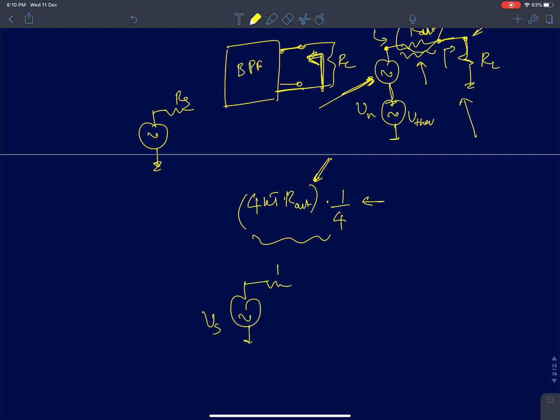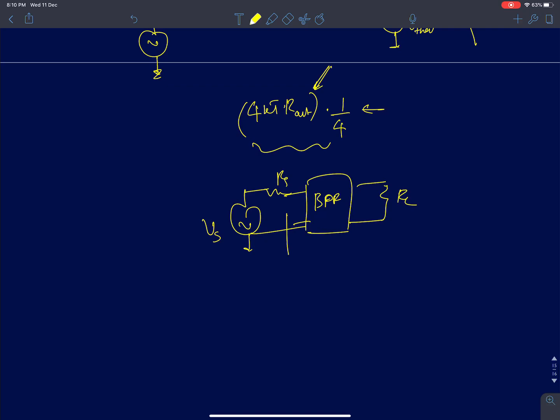So this is Vs, Rs fed to a bandpass filter. The bandpass filter is now connected to a load resistance. Now I will assume the input is matched, so Vs by 2 is the input voltage at this point. The voltage appearing at this point is going to be Vs by 2. Or I'll use this gain as this input point is V_in. V_in is the input fed to the bandpass filter.